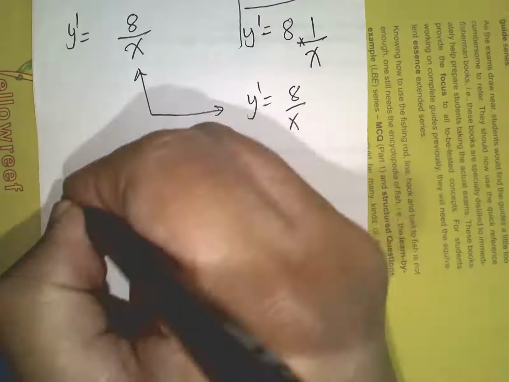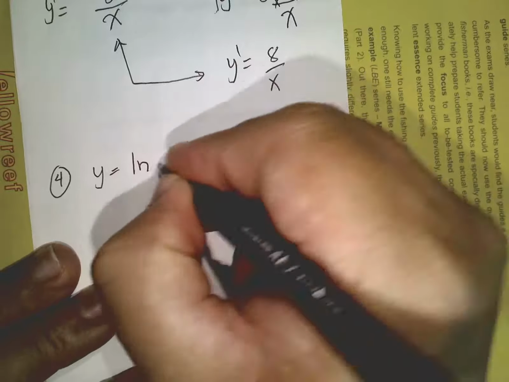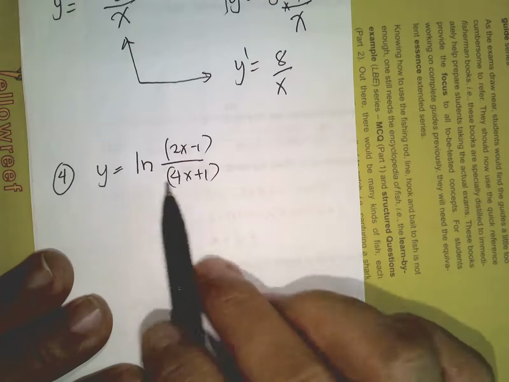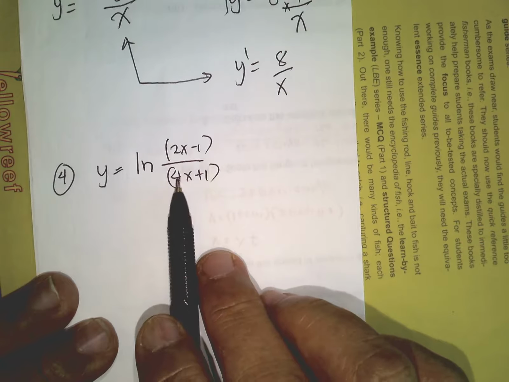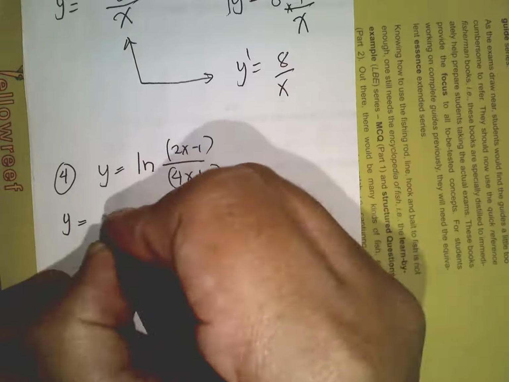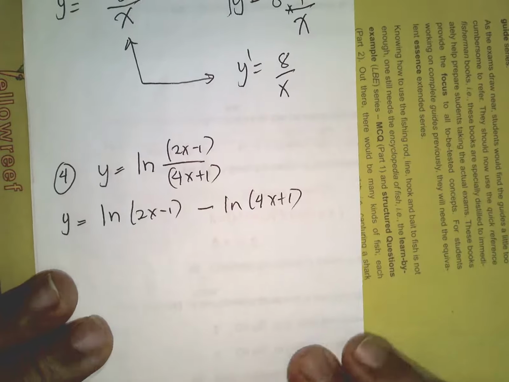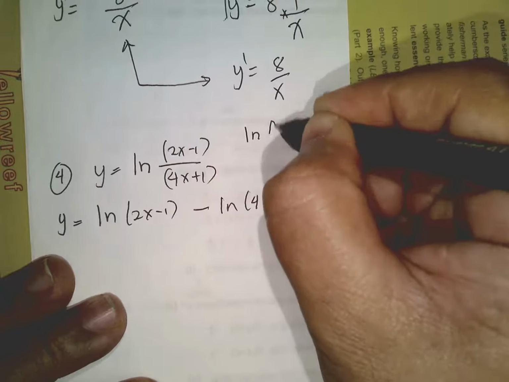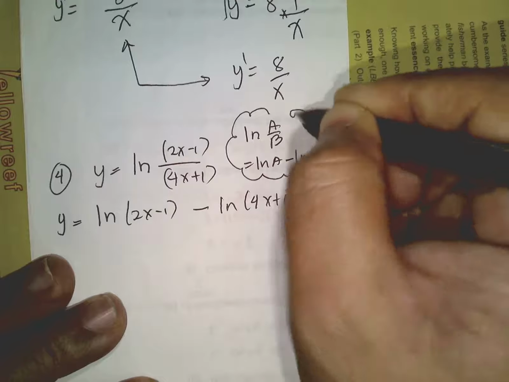So I have here example number 4. Suppose my y is equal to the natural logarithm of 2x minus 1 over 4x plus 1. Okay, so this is my question, and I would like to find the derivative of this. Again, it's going to be complicated, so we need to simplify it first by using the laws of logarithm, the quotient law. So this one here is actually the same as ln of 2x minus 1 minus ln of 4x plus 1. For those of you who got confused of this, remember the law that ln of a over b is equal to ln of a minus ln of b. So this is the laws of logarithm.